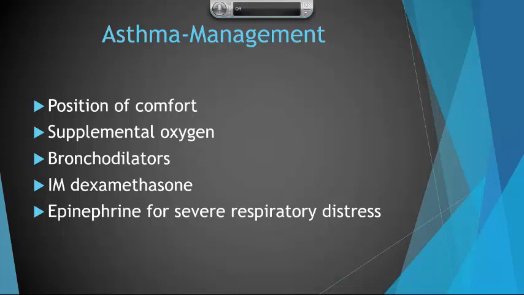IM dexamethasone at 0.6 milligrams per kilogram with a max dose of 16 milligrams, given early, particularly within the first hour of presentation, can shorten the acute exacerbations of asthma and prevent or shorten hospitalizations. If the child is in severe respiratory distress, has an altered mental status, or has markedly diminished air movement on auscultation, a dose of epinephrine may be required.